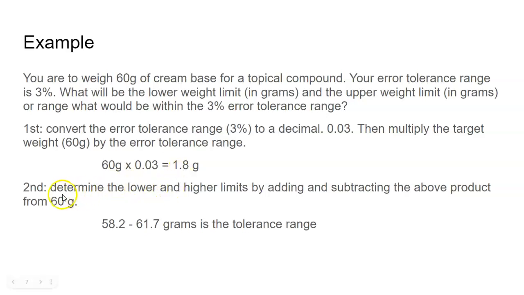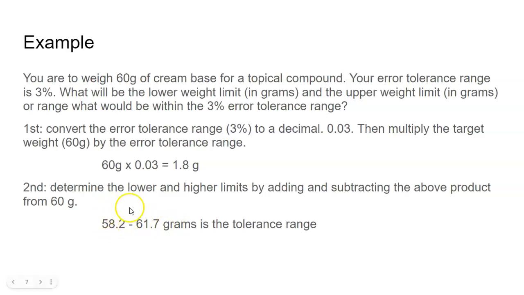So to determine the range, you're going to take your 60 grams and subtract 1.8, and you're going to get 58.2. That's your lower limit. And then for your higher limit, you're going to take the 60 grams and add the 1.8, which is going to be 61.7. Oh, no, I think that's supposed to be 61.8. I must have typed that wrong. Sorry, 61.8. And that's going to be your range.